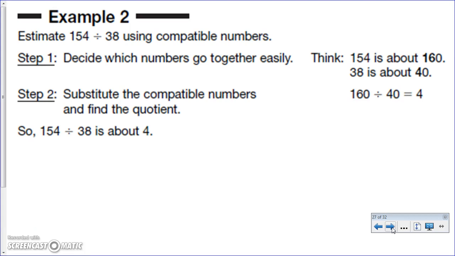Then if we look at 154, think about what is close to that 40 divides evenly into. So 4 goes into 16, so 40 will go into 160. So then we substitute the compatible numbers, and we do 160 divided by 4 is 4. So 154 divided by 38 is about 4.